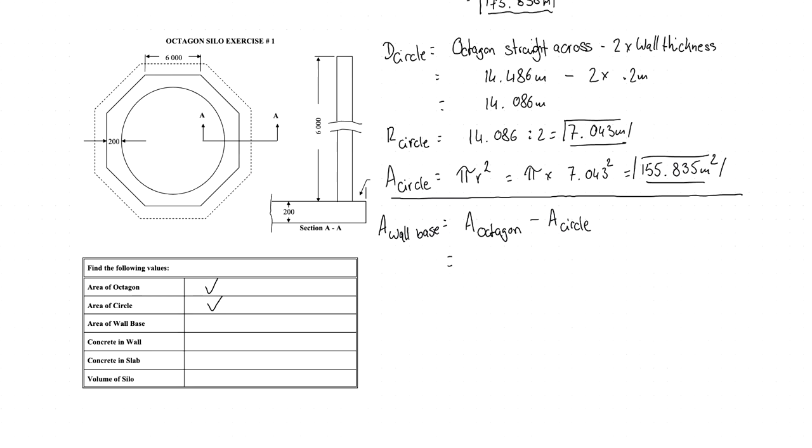So area of our octagon, already figured that out, 173.838 meters squared, still an area, minus the area of the circle, just figured that out, 155.835 meters squared. And that gets us to 18.003 meters squared. That is the area of our wall base. Easy peasy. Very nice.